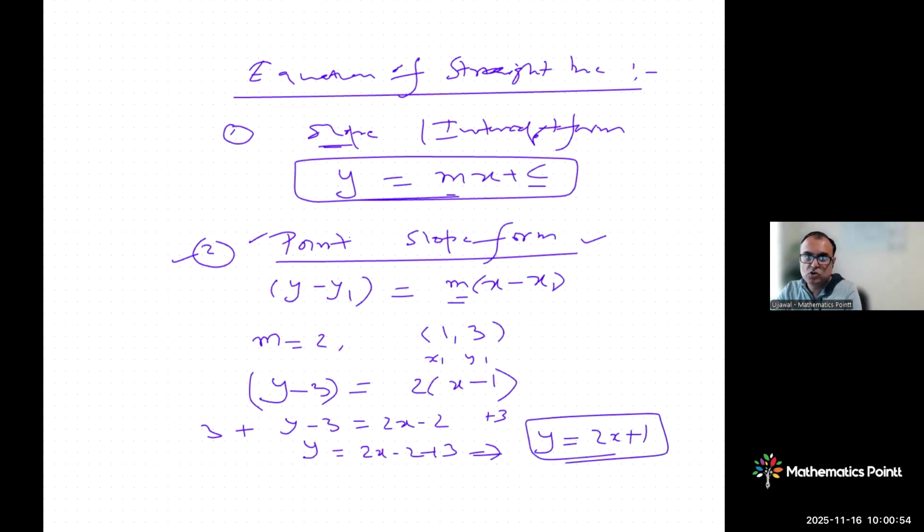Did you understand? So if you are not given 2 points, I tell you, it is going to be a mess if you only know one form. And that was the crux of the day. If you know just 1 point and slope, you can find the equation of the line using point slope form.